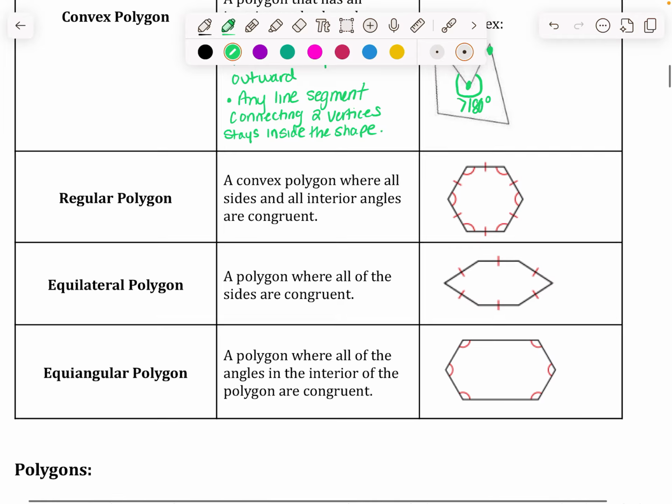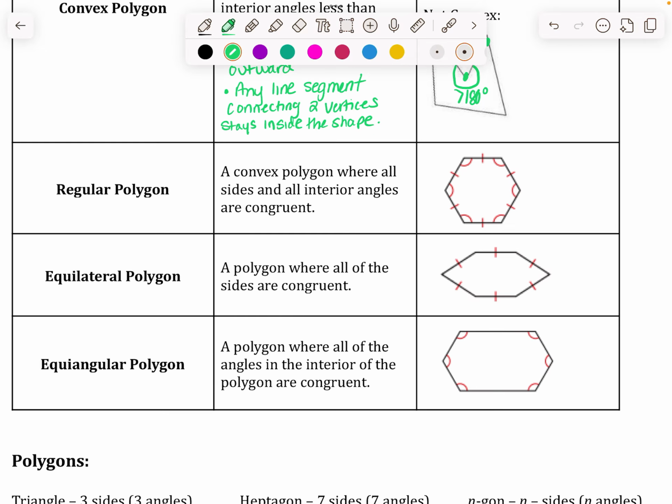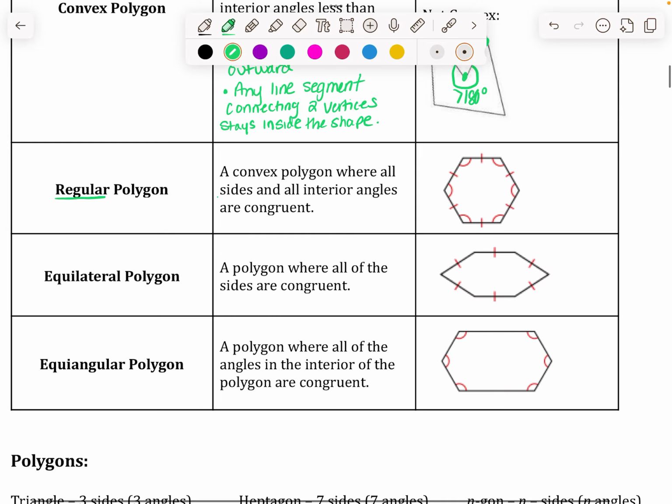Then we're going to learn about regular polygons. If you see the word regular, that means that all the sides and angles are congruent. So it's a regular polygon if all the sides are the same length and all the angles are the same degree measure. We have the equilateral and equiangular words again, and you might remember those hopefully from our triangle unit. Equilateral means that all the sides are congruent. Equiangular means that all the angles are congruent. And so we use those words again to talk about polygons.